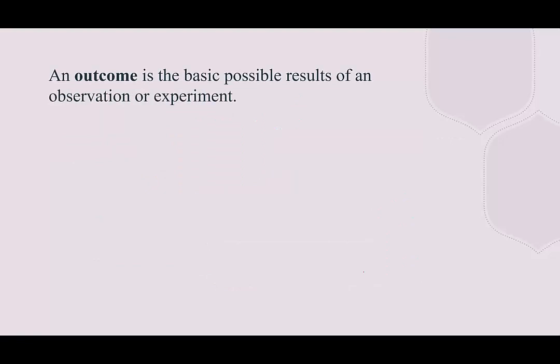Okay, so more definitions. An outcome is the basic possible results of an observation or experiment. In the Skittles example, the possible outcomes were red, purple, yellow, orange, green. And in the raffle, I suppose it would be all of the names of the people who bought raffle tickets.